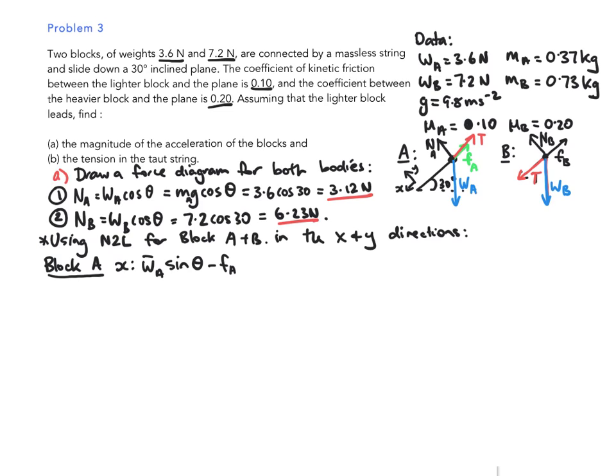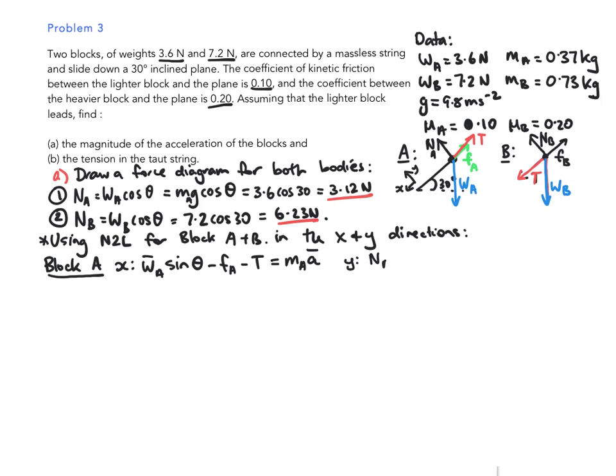So that's what we've got there. And that's balanced out by the force of friction pushing backwards and the tension going backwards. And that's equal to Newton's second law, m_A times a, the acceleration of this block down the plane. So we could work it out in the y direction too. We should do that just as practice.